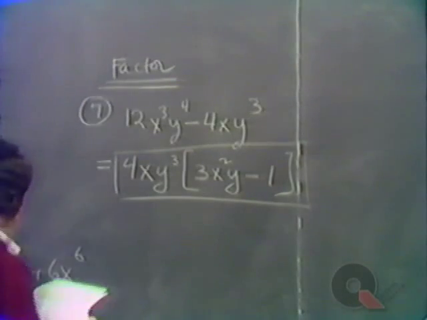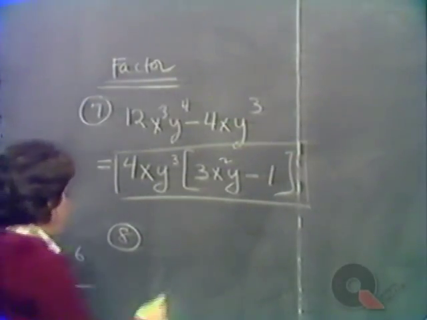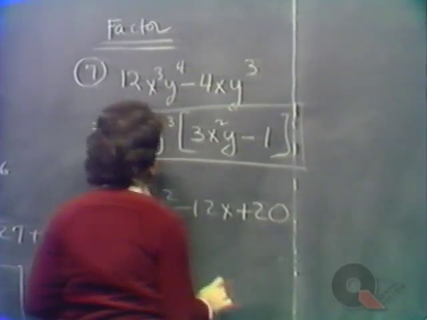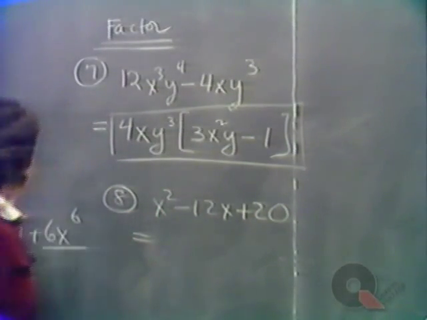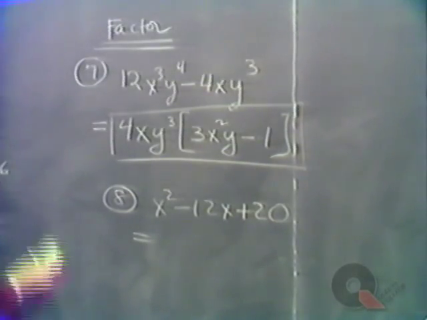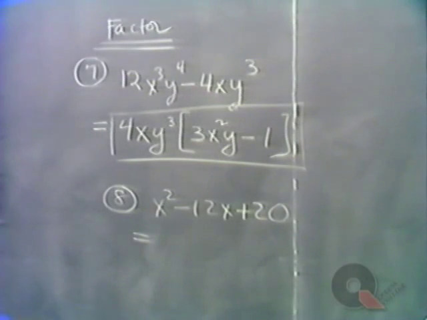In our next example, I want to factor x squared minus 12x plus 20. Now we look for a common factor, and there's nothing other than 1. The only common factor is 1, so we ignore that. And what do we have here?